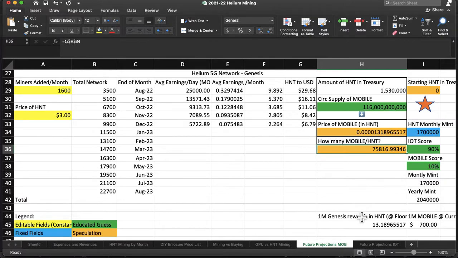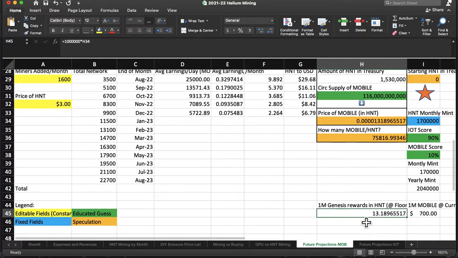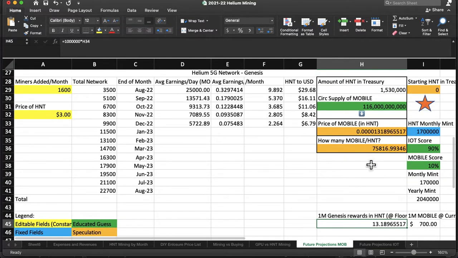Okay. So what does that mean? So at this floor price, every 1 million mobile that it's given out during Genesis really only converts to about 13 HNT at this rate, which is very low.